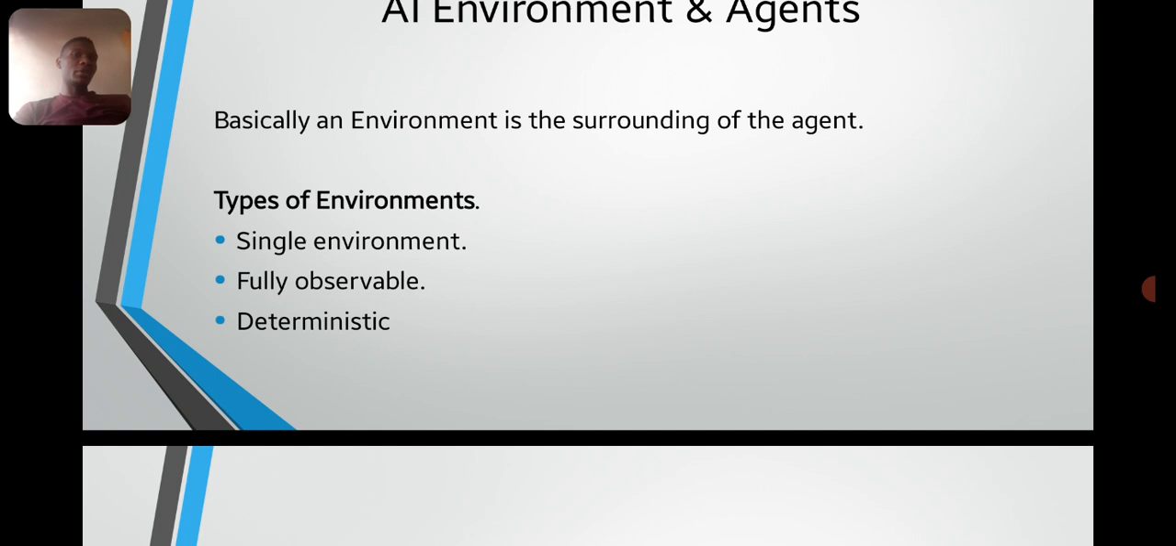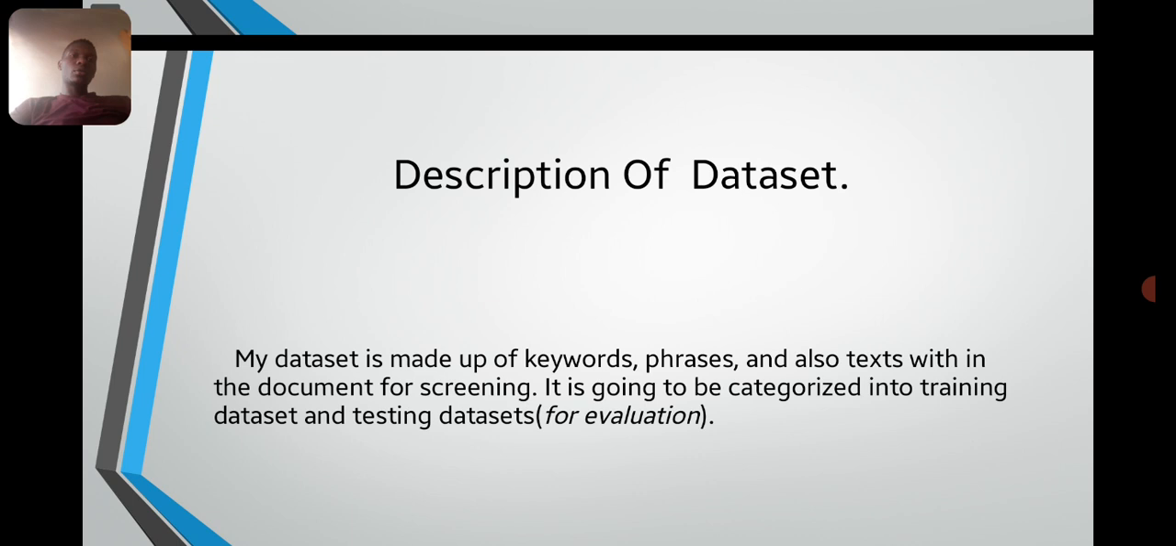Finally, I would like to take you through the description of my dataset so that you understand best what I was talking about in the environment before. My dataset is going to be made up of keywords. It's going to be a keyword based dataset, with keyword based phrases and also text documents for screening. So it is those keywords for a particular kind of job that someone should have to be shortlisted for the job they want.